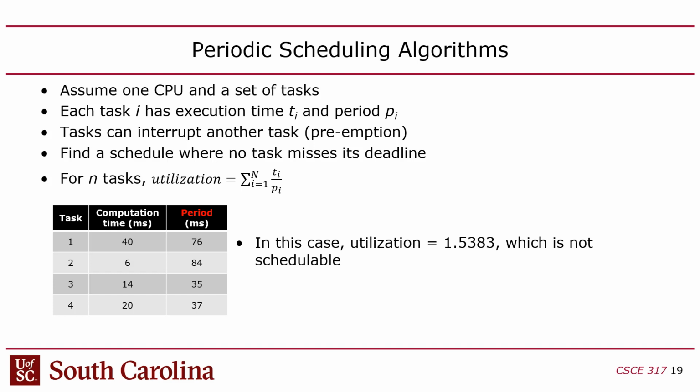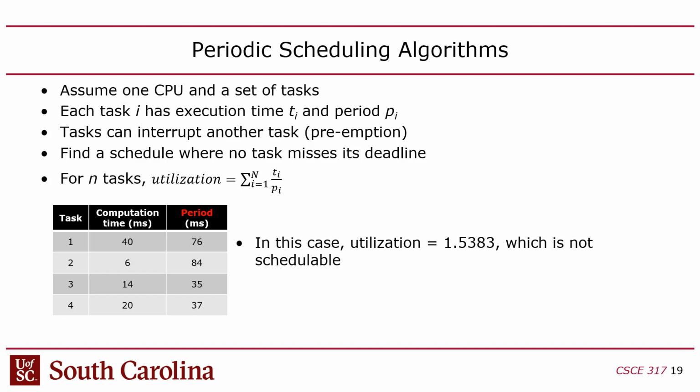So if we use the same 4 tasks, we'll assume that instead of deadline, I'm just going to call that period, right? So I don't care if a task executes and finishes early inside of its period. All I care about is that I can run it at least once every period, right? Make sense? Okay.